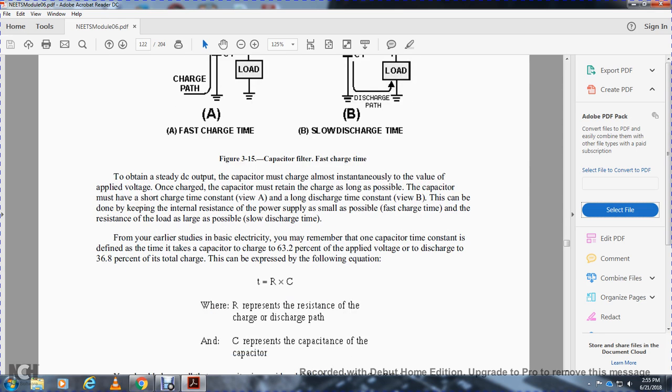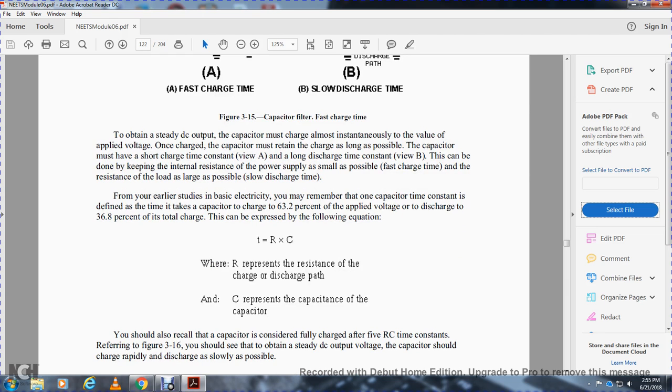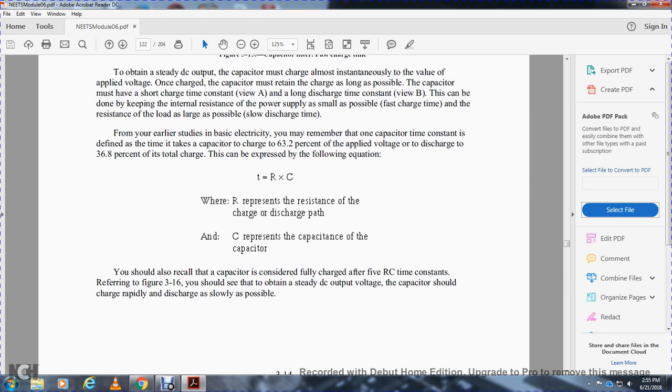From your earlier study of basic electricity, you remember that one capacitor time constant is defined as the time the capacitor charges to 63.2% of the applied voltage, or discharges to 36.8%. This is expressed in the following equation: the time is equal to R times C, where R represents the resistance of the charge or discharge path, and C represents the capacitance of the capacitor. You should also recall that the capacitor is considered fully charged after 5 resistor-capacitor time constants.